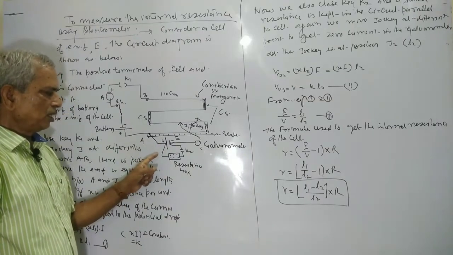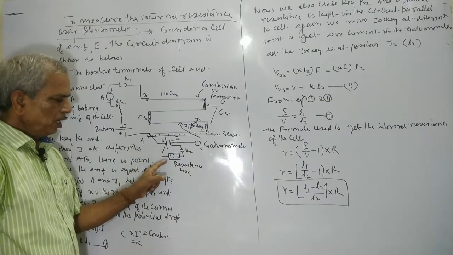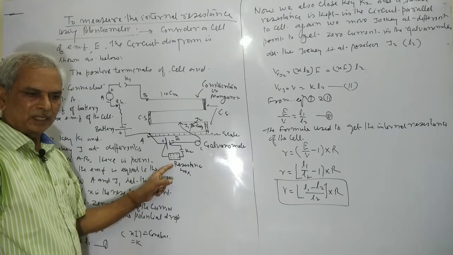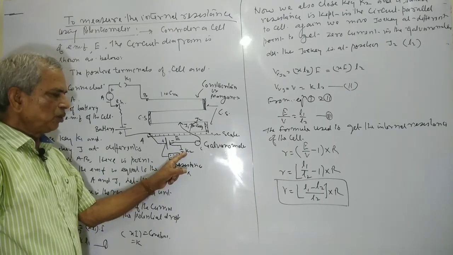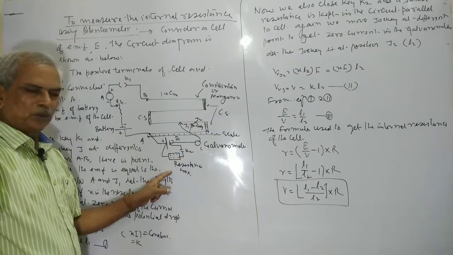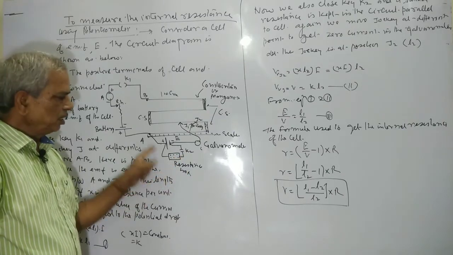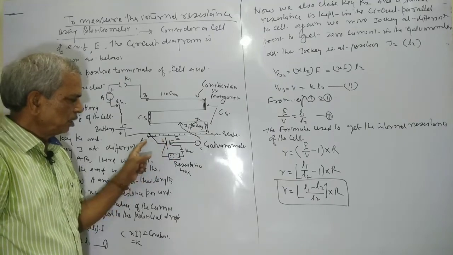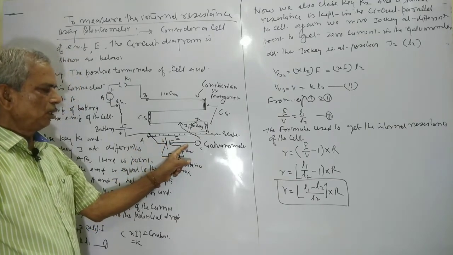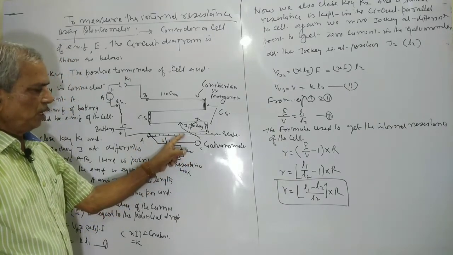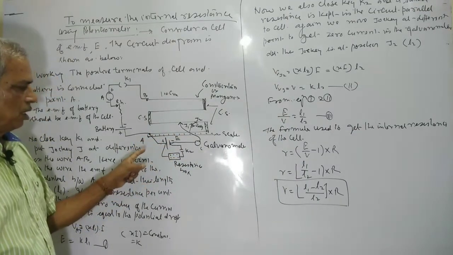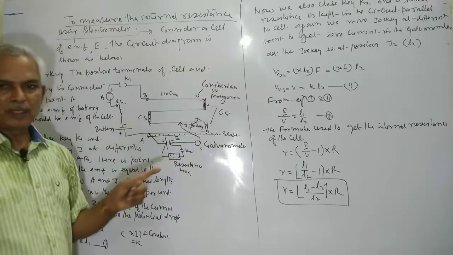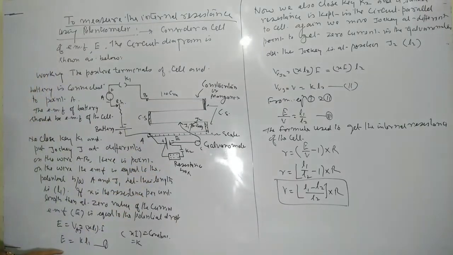In parallel with the cell, a resistance box is connected through a key K2. If key K2 is open, then there is no resistance in the circuit. The current is just going through the cell only. The potential drop between A and J1 gives the EMF of the cell.